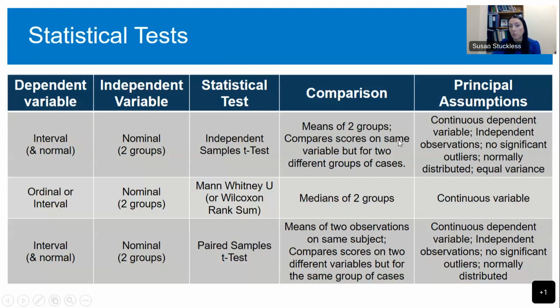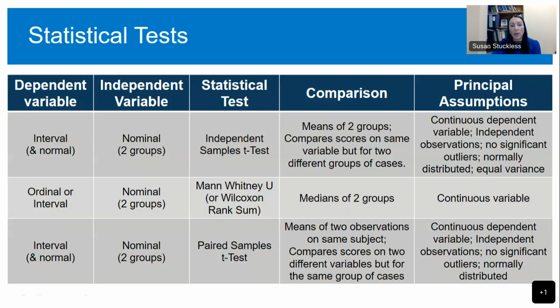And again, there are some assumptions. Your dependent variable needs to be continuous, which is where the interval comes in. You need independent observations, and having no significant outliers is one of the bigger ones, because if someone has an off-the-charts result, it may skew your analysis. You want it to be normally distributed, which would be your interval variable. I'll quickly go through an example of that once I go into SPSS.